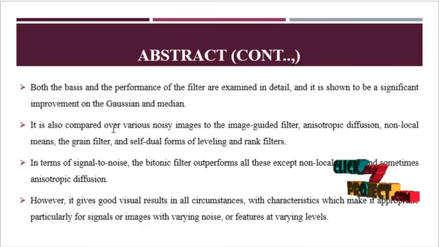It is also compared over various noisy images to the image guided filter, anisotropic diffusion, non-local means and gain filter, and self-dual forms of leveling and ranking filter. In terms of signal to noise, the bitonic filter outperforms all of these except non-local means and sometimes anisotropic diffusion. However, it gives good visual results in all circumstances, characteristics which make it particularly appropriate for signals or images with varying noise or features at varying levels.